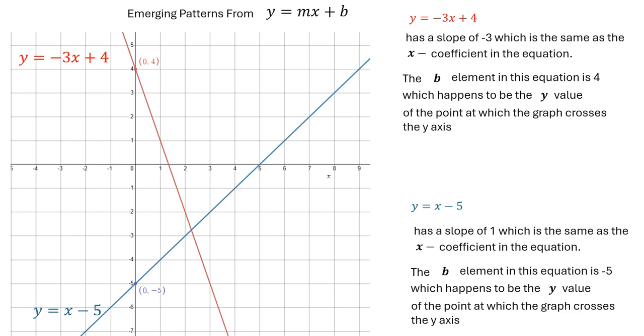Take a look at the other equation, y equals x minus 5. The value of b in this equation is negative 5. And once again, we see that the graph crosses the y-axis at negative 5. So the b value is the same as the y-intercept. The x coefficient is the same as the slope. And this pattern will be of great use in later lessons.